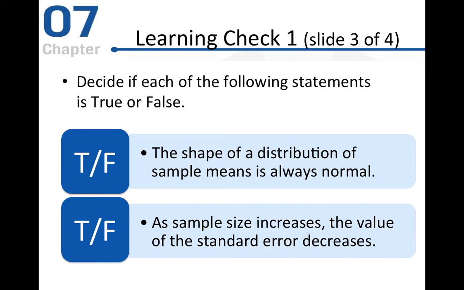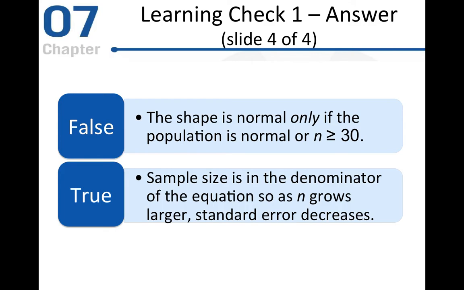Take a second to answer these. The first one is false. We talked about this. It is directly related to the central limit theorem. The shape is normal only if the population is normal or n, your sample size, is greater than or equal to 30. For the second one, as n grows larger, the standard deviation, the standard error, decreases.